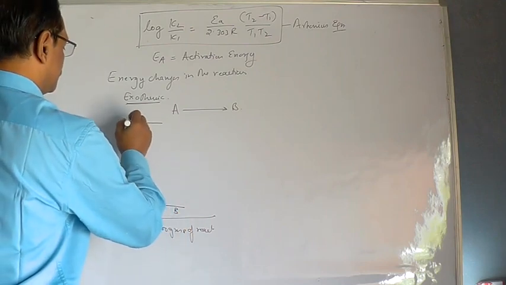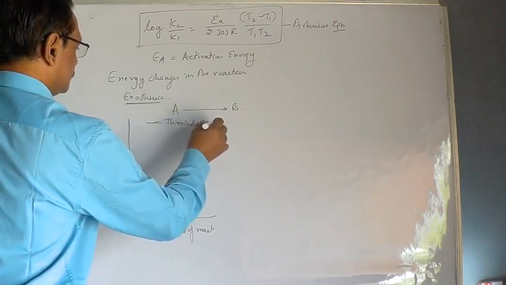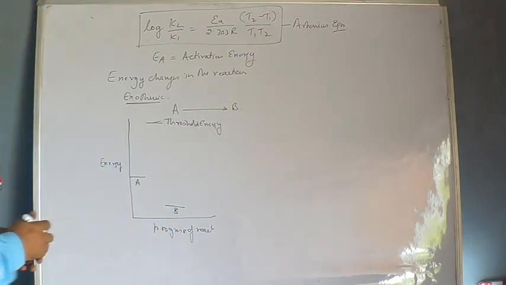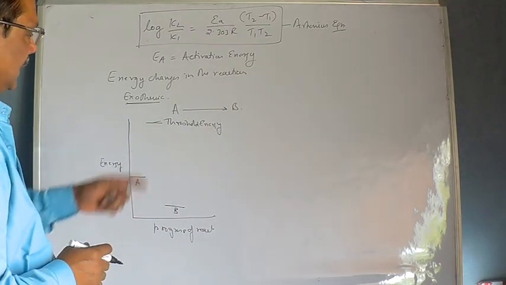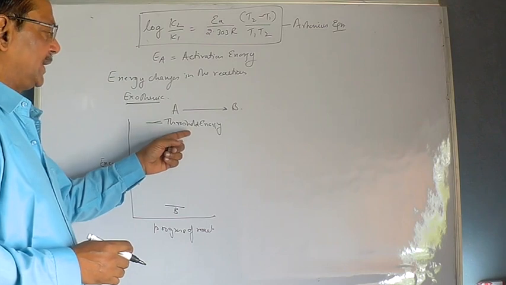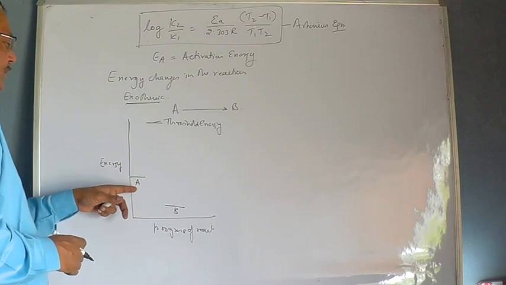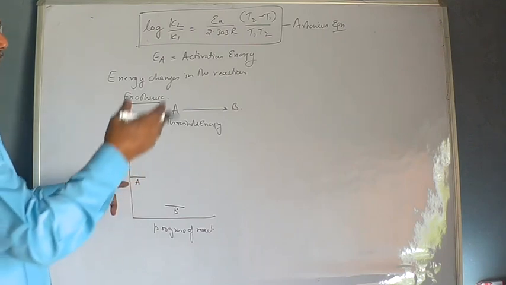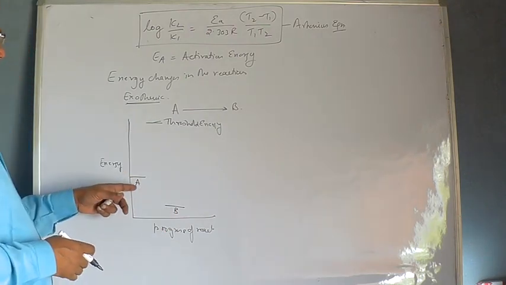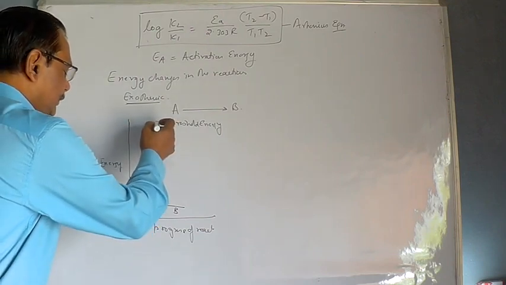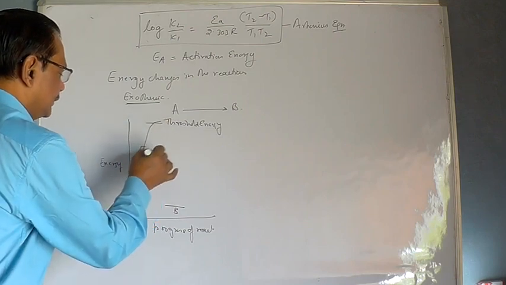This level is called threshold energy. Class, remember what is threshold energy? It is the minimum amount of energy required by the molecules to enter into the reaction. I repeat, minimum amount of energy required by the reacting molecules to enter into the reaction. And class, the energy of A is here. We all know that in the Maxwellian distribution curve we found that maximum have average energy. So the reactant A has average energy. It wants to achieve threshold energy. So the energy required from here to here is called activation energy.